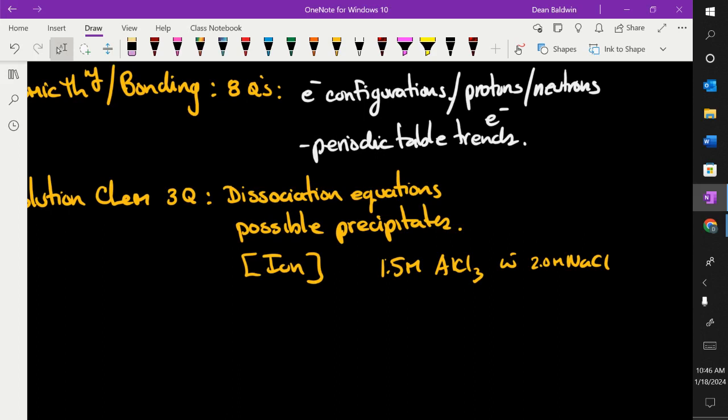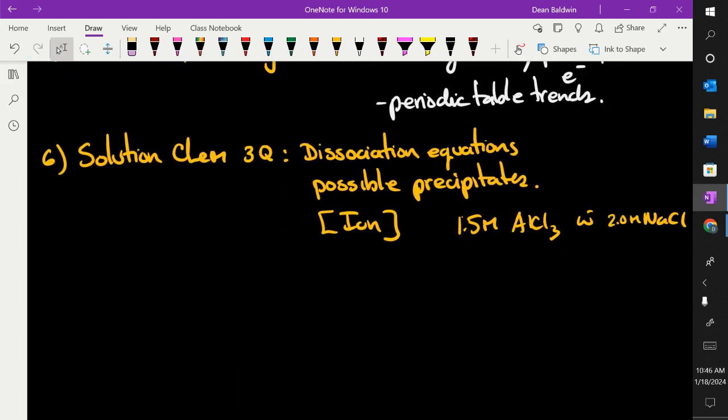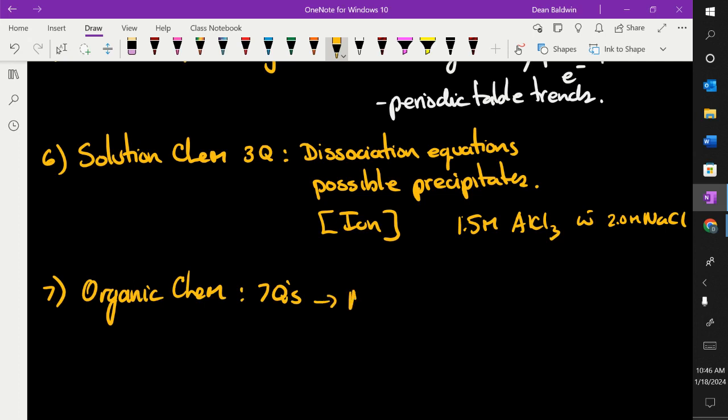And then the final one is 7 questions on organic chem. So basically, it's just naming. And you just wrote a test on this. Organic chem, 7 questions, naming. So I'll just give you some molecules and I'll say, what's the name of these? And you just pick the right one. Okay, and we just did that. So you should be fairly comfortable with that. That's the multiple choice section.